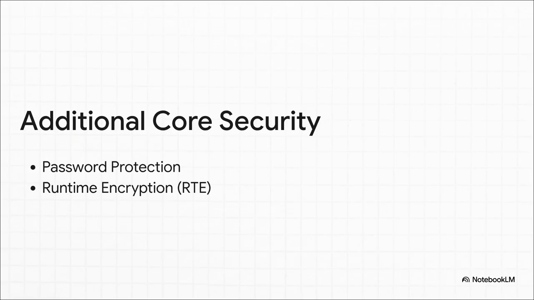Now, beyond those 2 main pillars, you can add even more layers. You can add a simple password for basic access control, but for more advanced security, there's runtime encryption, or RTE. And this is really important because it keeps critical parts of your code encrypted even while the application is running in memory, which is a huge deal for protecting it from memory dumping attacks.